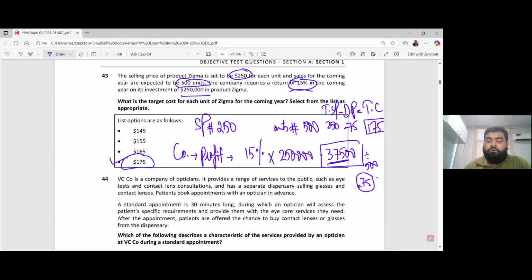Desired profit was 15% of 250,000, resulting in 37,500. Total profit divided by number of units gives profit per unit. Why profit per unit? Because we need target cost per unit and we have the selling price per unit. So 250 minus the desired profit per unit of 75 results in the target cost of 175.